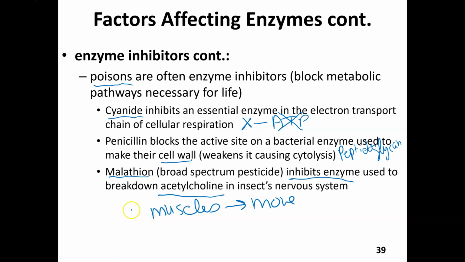So if this inhibits the breakdown of acetylcholine, the muscles will constantly fire and you will end up, or these insects end up in a tetany. And so this could also happen, since insects are animals, this could happen to humans too. If we had this malathion in our system, it could actually stop our muscles from being able to relax.